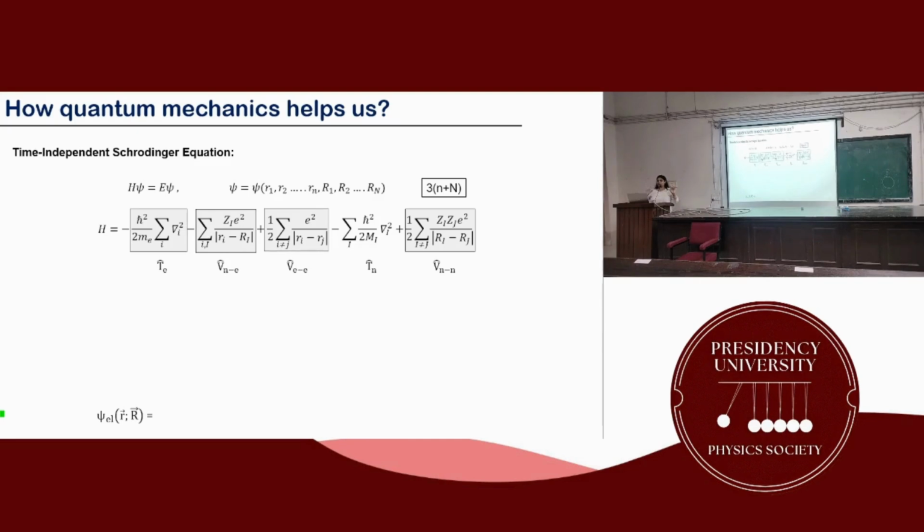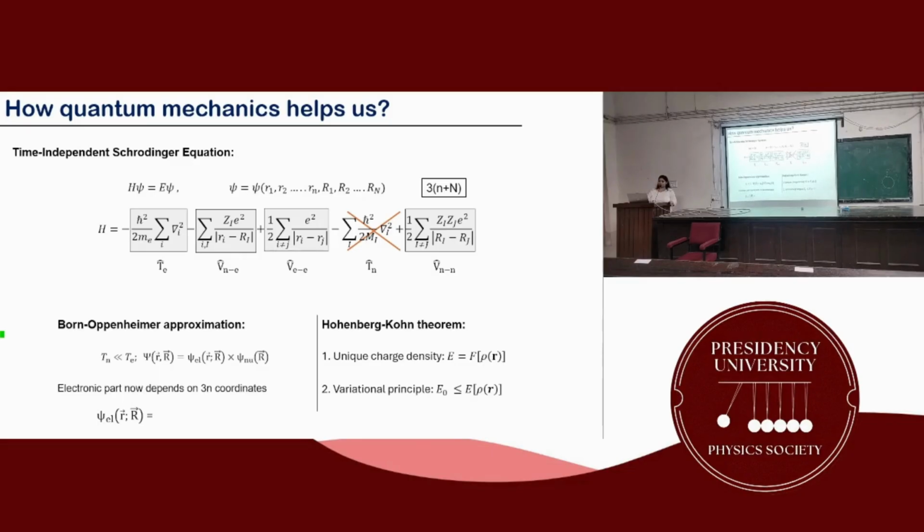Okay. Now, how is this 3n plus 3N? Because for each we have R1, R2, like we have x, y, z degrees of freedom. So we have 3n plus 3N. Now, even a computer cannot solve it. It will take lots and lots of time. Probably now it will take less time, but it's impossible to solve this. So what we do is some approximation, always in physics, and get rid of the things which we don't need.